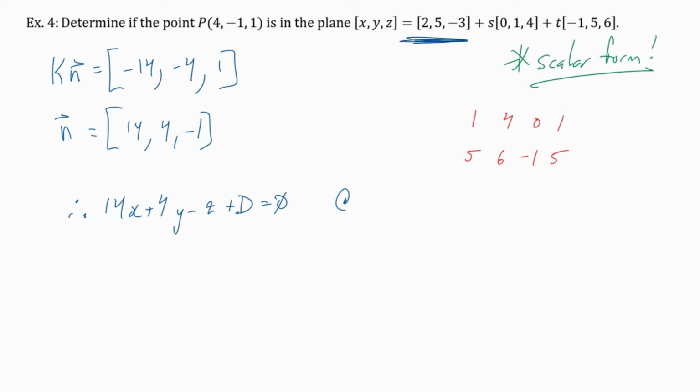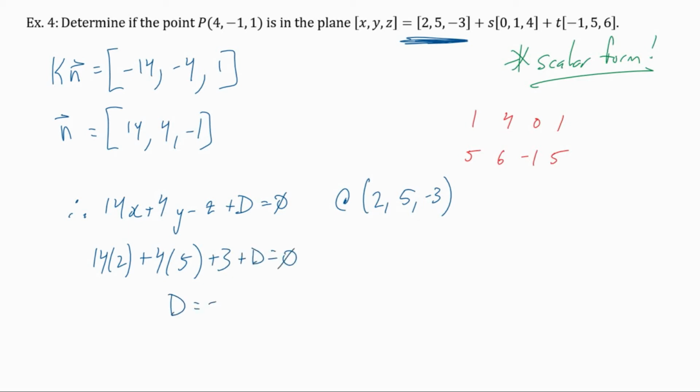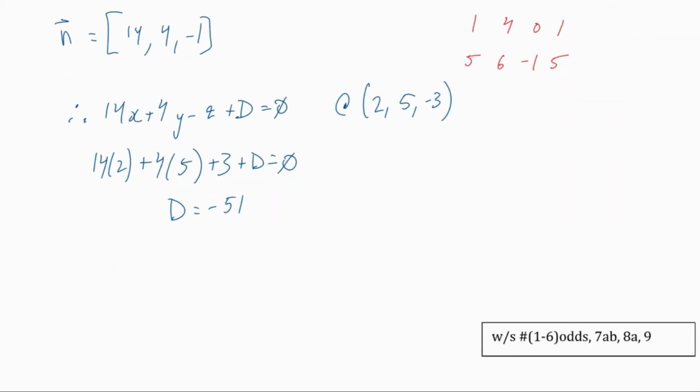So that position vector goes to a point in the plane. So I know I can use that point to come up with the equation of this plane. So plus 3 minus negative 3. And that's going to give us a d value, I believe, of negative 51. So my equation is going to be 14x plus 4y minus z minus 51 equals 0.